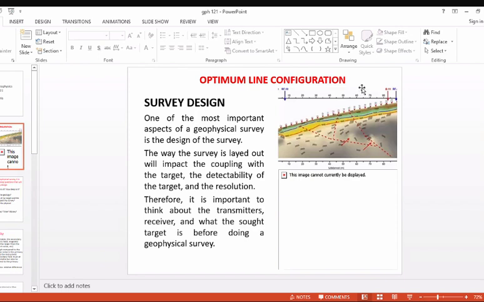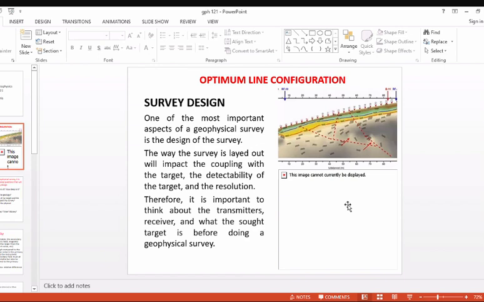So we are looking at optimum line configuration, and for us to achieve optimum line configuration, we need to talk about the survey design, or what we call the design parameter we use in prospecting. So one of the most important aspects of a geophysical survey is the design of the survey. And there are some certain things that will guide the design of the survey.